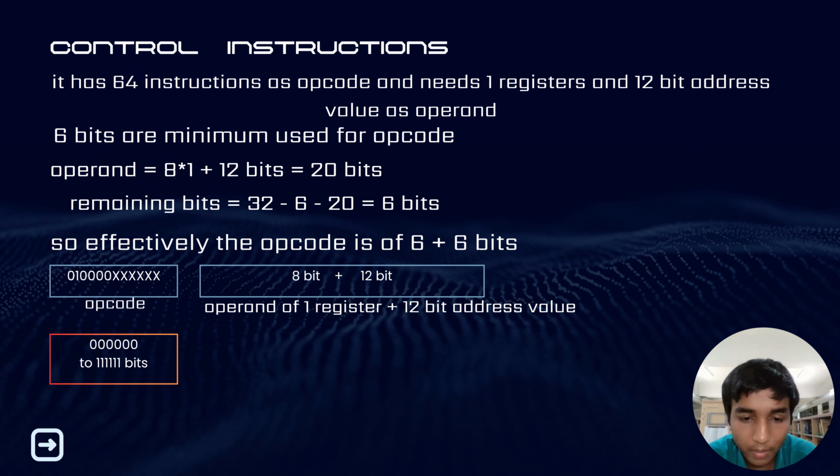Now I'm going to tell about memory instructions. Now a memory instruction requires 2 registers and a 6-bit displacement value, which is taken as operand. Now the operand is 8 into 2 plus 6, where 2 is for 2 registers and 6 is for the 6-bit displacement, and 8 is for the 8 bits required to express each register. Eventually the operand is 22 bits, and the remaining bits are 32 minus 22, which is 10 bits.